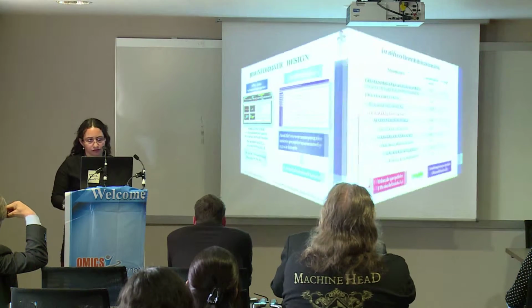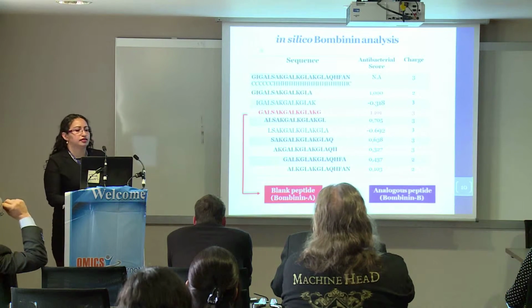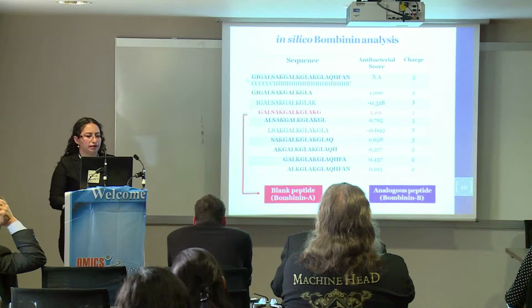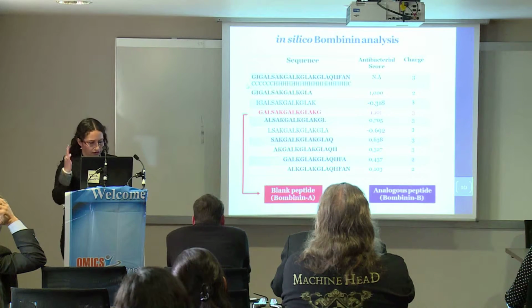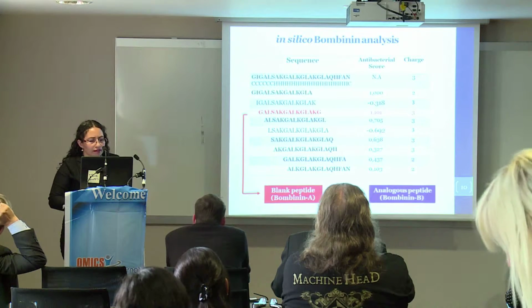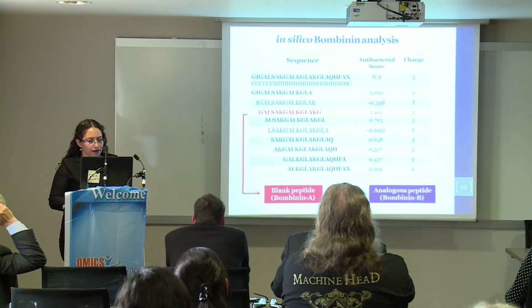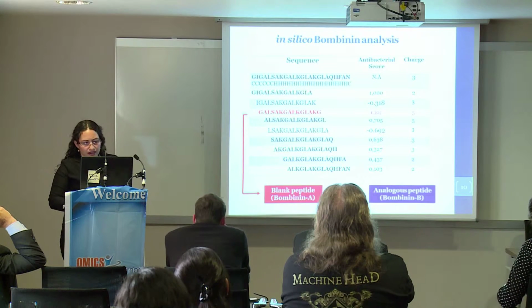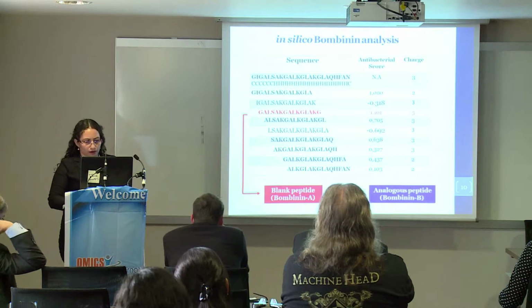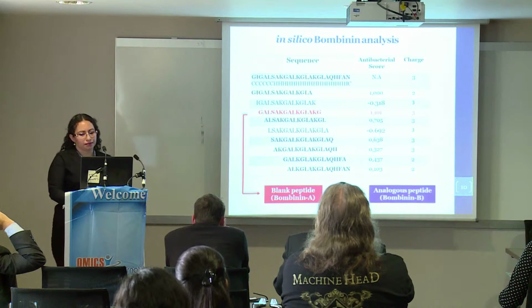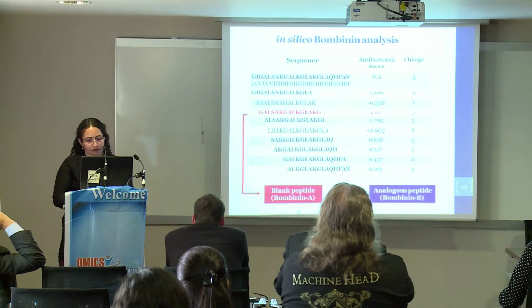So this is the in silico bombinin analysis. You can see here the primary structure, then under it the secondary structure. The server permits us to determine which part of 15 residues has the highest antibacterial score. It's in red. So we are going to name this the blank peptide, bombinin A.